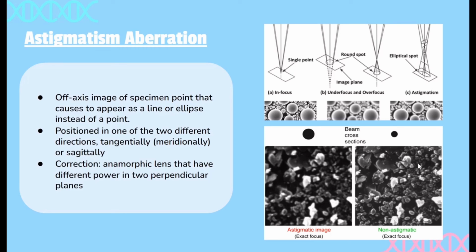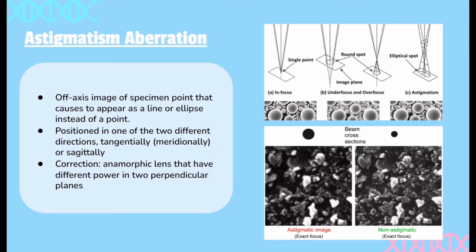If you look at the picture down here, an image with astigmatism appears more blurry than an image without it. The line image may be positioned in one of the two different directions, tangentially or sagittally, depending on the angle of the off-axis. These two directions will have a different configuration. As a result, they will result in different focal length. This difference in focal length is a measure of astigmatism.